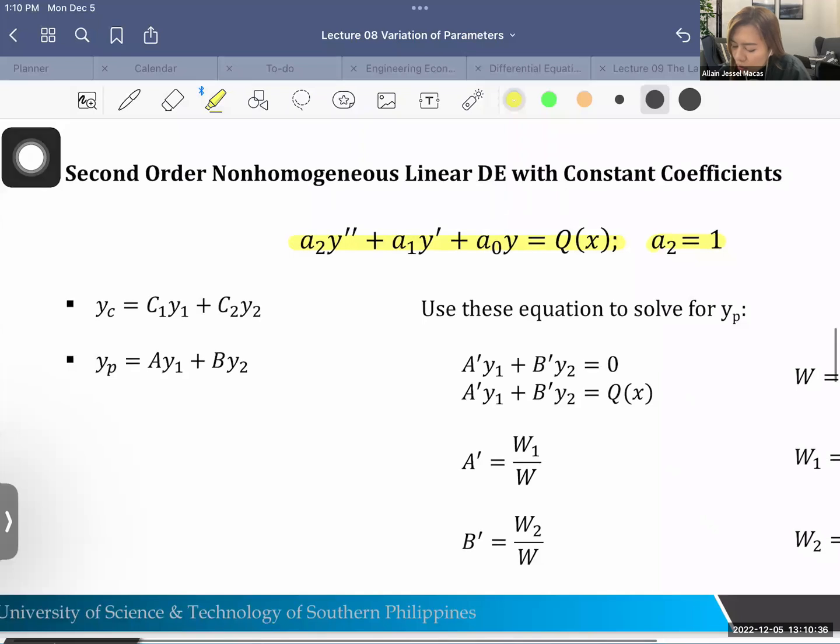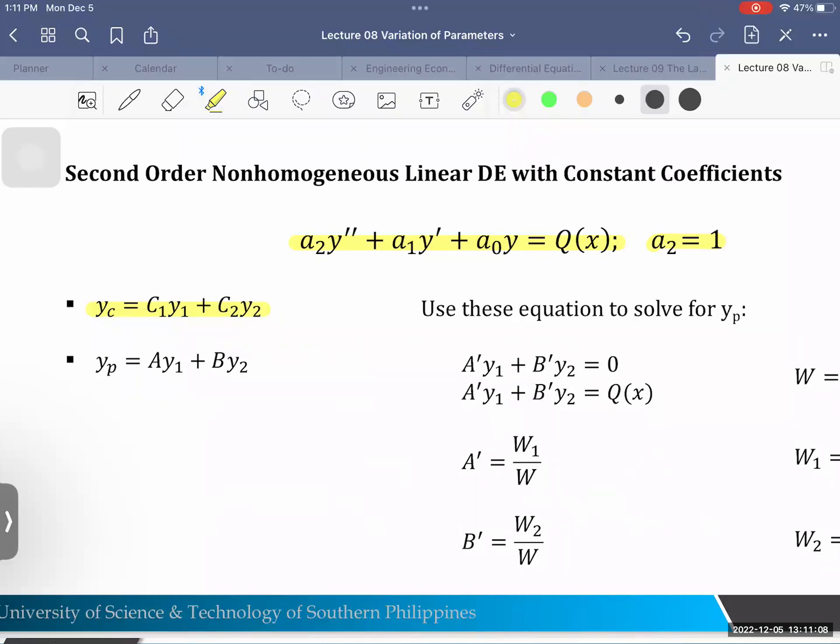So again, our method to solve YC is the same, in the form of C sub 1, Y1 plus C sub 2, Y2. And remember, since we are in second order, when we get the roots, how many are there for the homogeneous? Two, ma'am. Yes, we have 2 roots. That's why we have here 2 terms.